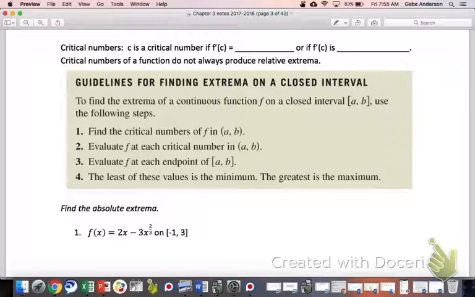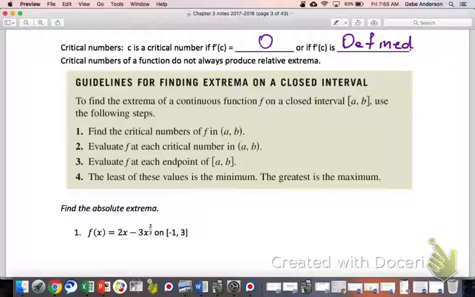So the second page, after you get past the video material, says critical numbers are: c is a critical number if f prime equals blank or if f prime is blank. Again, this is a review from 4 minutes ago. F prime has to be either 0 or undefined. So f prime equals 0 or undefined. That's what makes a critical number a critical number. And we'll continue to explore what that means with graphs and such.